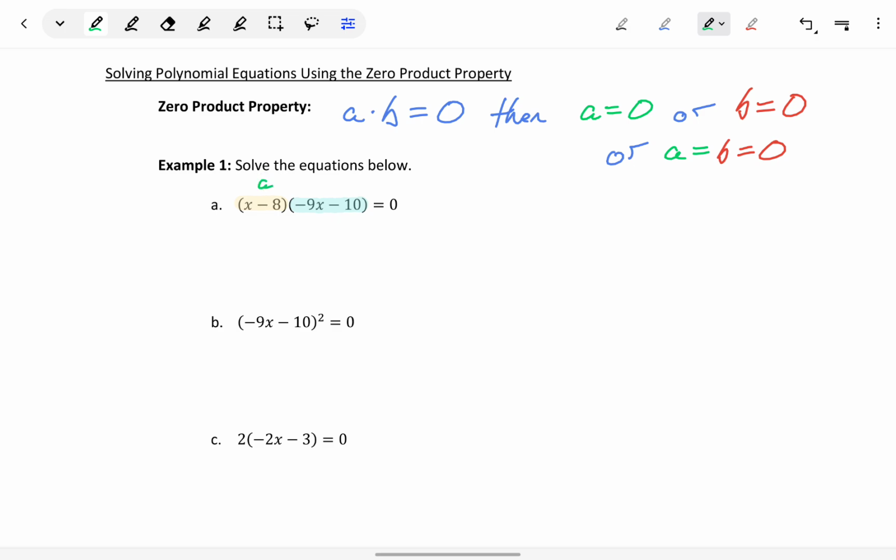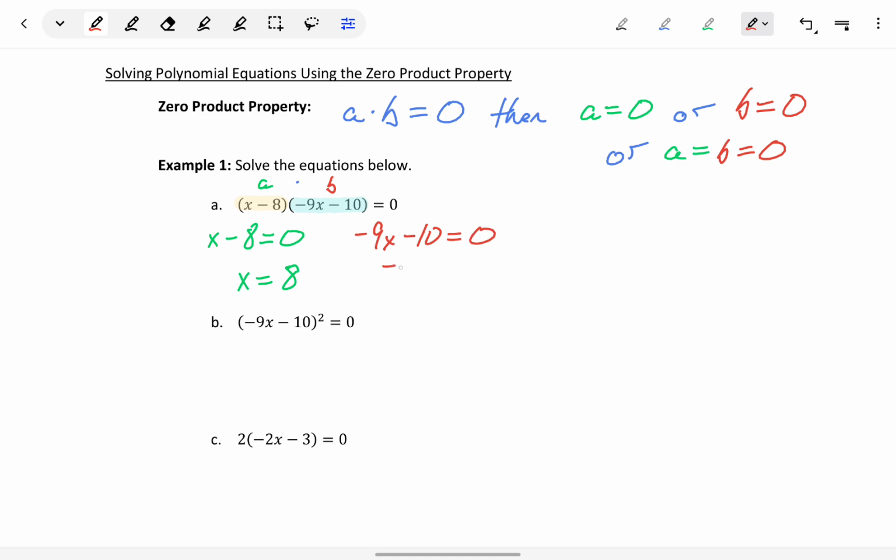So if we look at these two values as our A and our B, what we have is A times B is equal to 0, meaning we know that this will be true if A is equal to 0, meaning x minus 8 is equal to 0, or if B is equal to 0, meaning negative 9x minus 10 is equal to 0. The zero product property then gives us two different equations to solve in this case, which will lead us to two unique solutions. In the first case, we add 8 to both sides, which will give us x equals positive 8 as one solution.